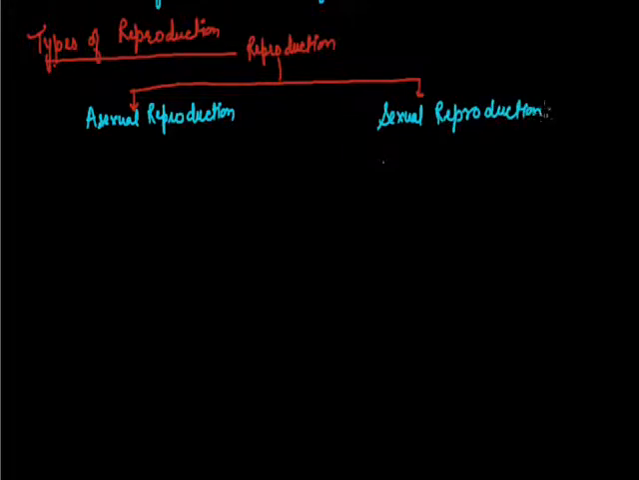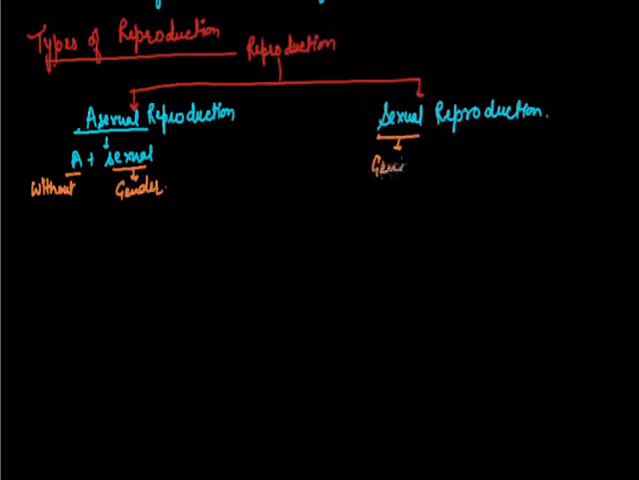Now what do you mean by asexual reproduction? Just break the word. It's A plus sexual. A means without, sex means gender. So if reproduction takes place without the involvement of any gender, then you can say this is asexual reproduction. While in sexual reproduction, there is a requirement of two different genders or sex cells that are involved in the reproduction process.